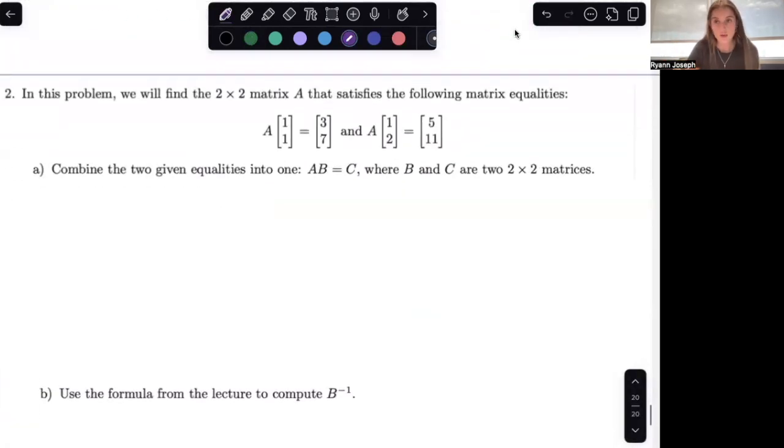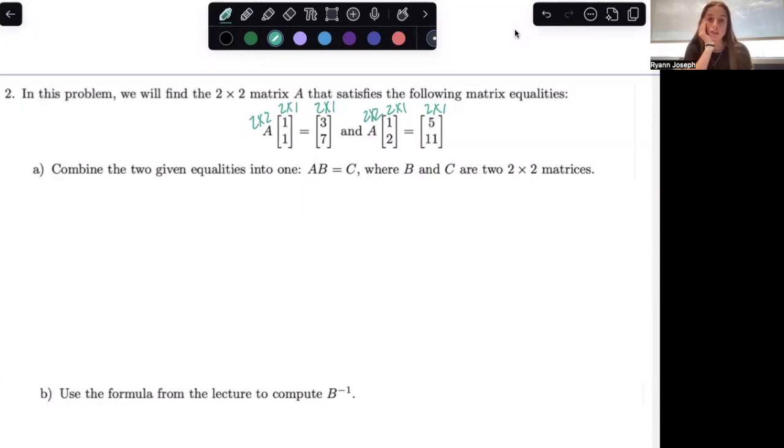Okay. Last question for 2.2 and inverses. We'll find the 2 by 2 matrix A that satisfies the following matrix equalities. So A is a 2 by 2 matrix, this is a 2 by 2, this is a 2 by 1, this is a 2 by 1, this is a 2 by 2, this is a 2 by 1, this is a 2 by 1. So there's some matrix A that's a 2 by 2 that is true with these two expressions. So these two systems of equations are solved by some matrix A.